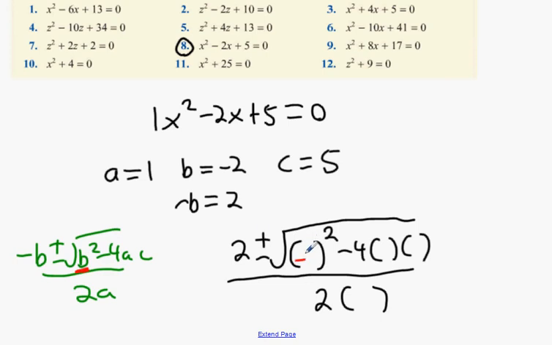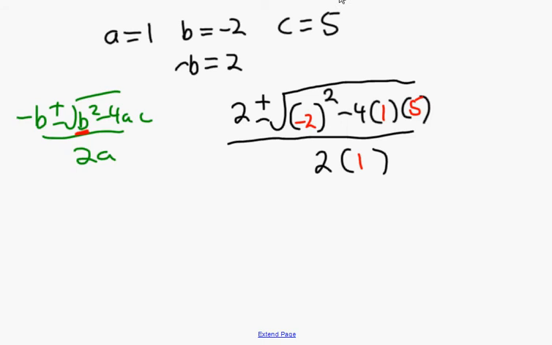b squared, which is minus 2 to be squared. What goes here? And then here, 5. And then here, 1. Now, what's going to happen, and by the way, I'm just going to call this in advance, you're about to get a maths error in your calculator. I'll tell you why.